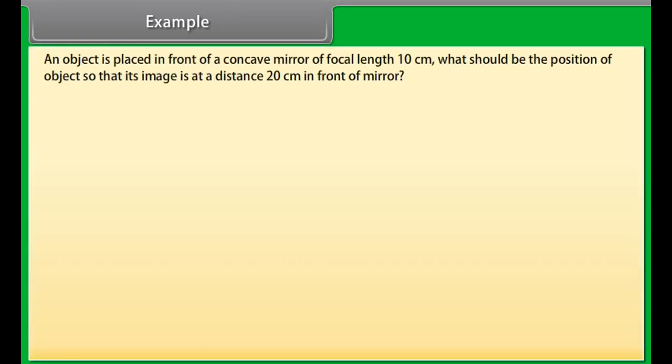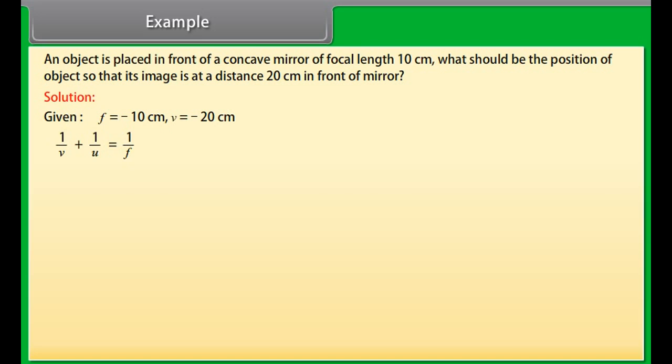Example: an object is placed in front of a concave mirror of focal length 10 centimeters. What should be the position of the object so that its image is at a distance of 20 centimeters in front of the mirror? Solution: given f is equal to minus 10 centimeters, v is equal to minus 20 centimeters.